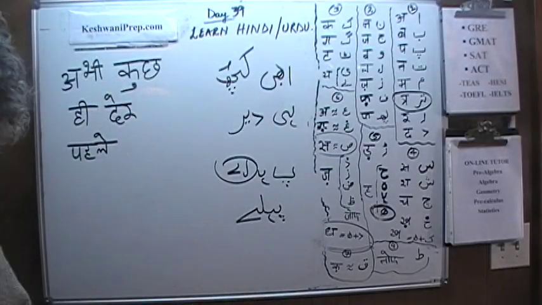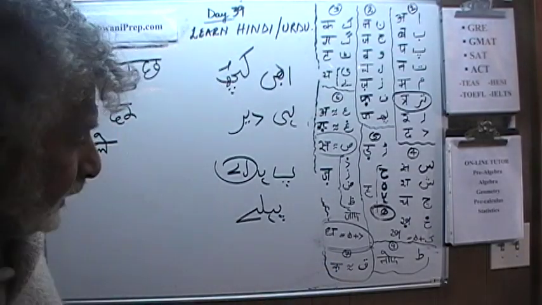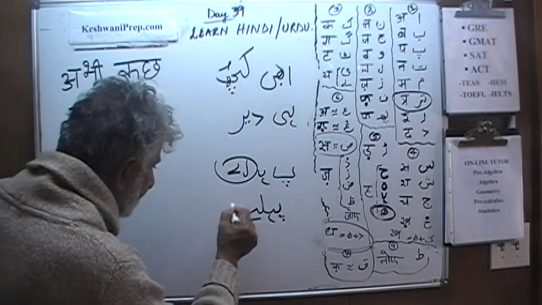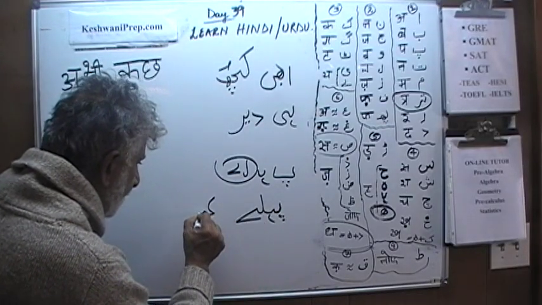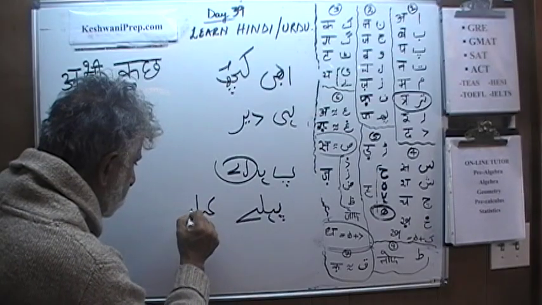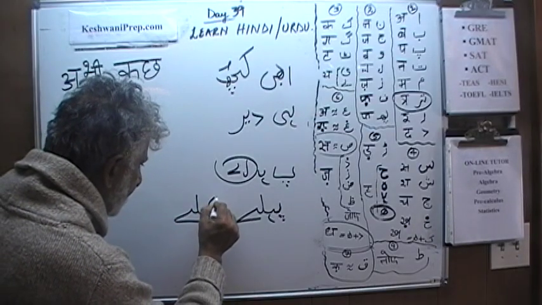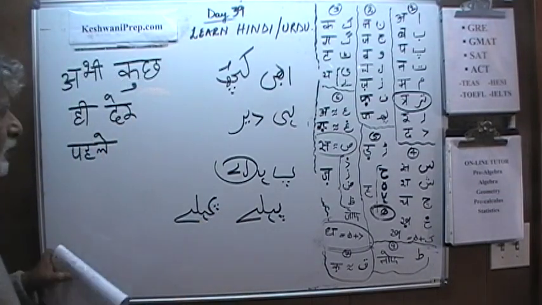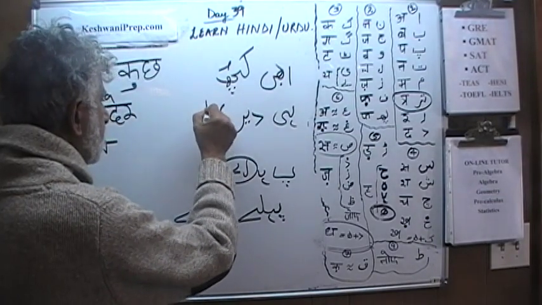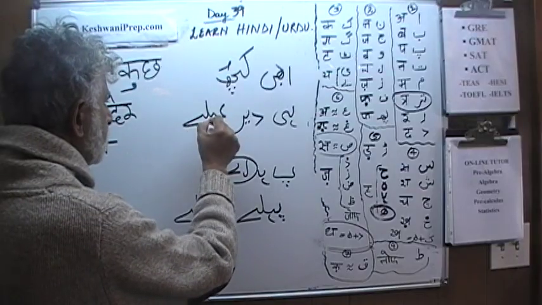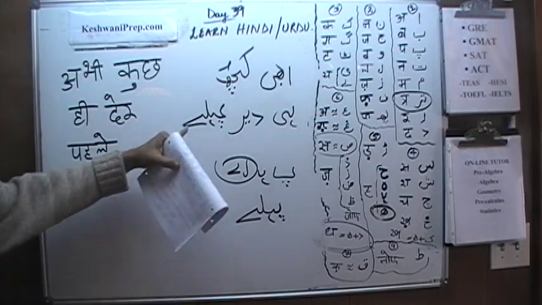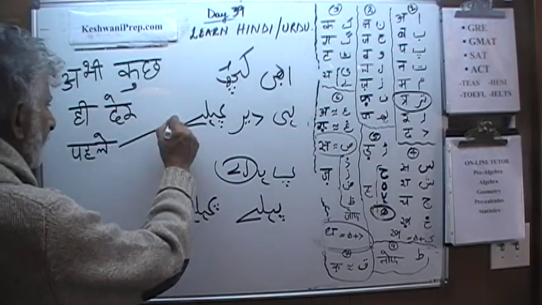Pehle. That's one way to write it. Another way, instead of making a loop like this, every once in a while you'll see like this. And you put 3 dots here. That's a pa. And that's a ha. Pehle. Abhi kuch hi der pehle. I should have written pehle on the next line because it's right here. That's the word, pehle.